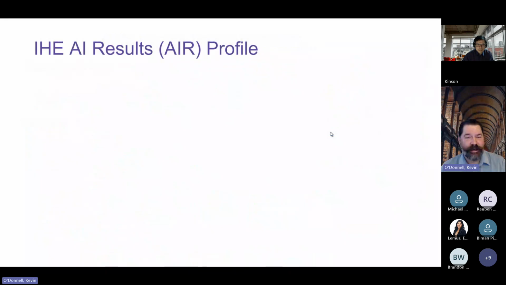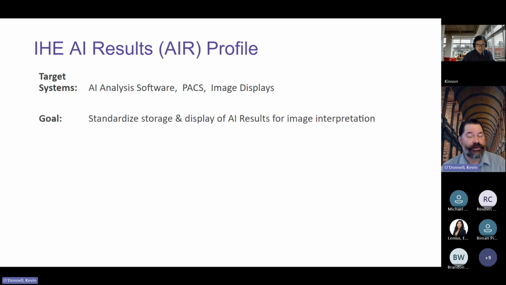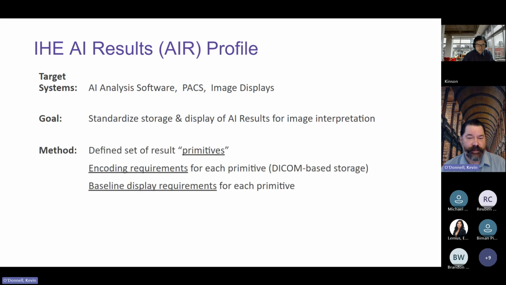So IHE Radiology decided to tackle what we call the AI results profile. Our target is the AI analysis software on one end that are creating AI results, image analysis results, the PACS that is storing them, and then the image displays that are presenting them. And what we're trying to do is to standardize that storage and display of the AI results for the image interpretation process.